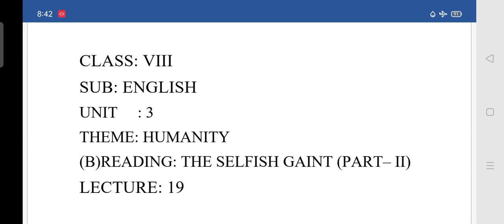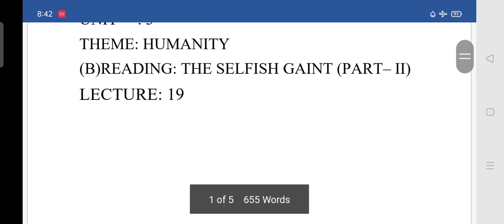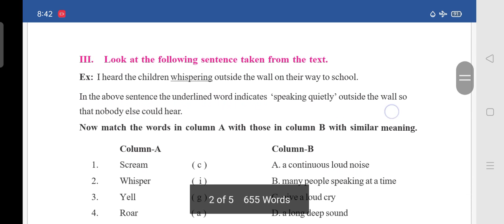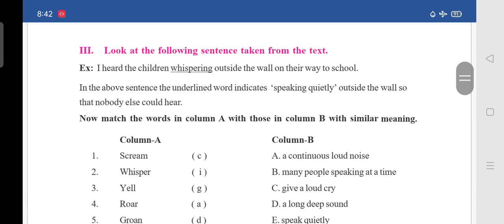Good morning, students. In the last class, we completed comprehension and some part of vocabulary from the lesson The Selfish Giant Part 2. And today we'll be completing the remaining part of vocabulary and also some part of grammar. So if you see in your textbook, Roman number 3, look at the following sentences taken from the text.